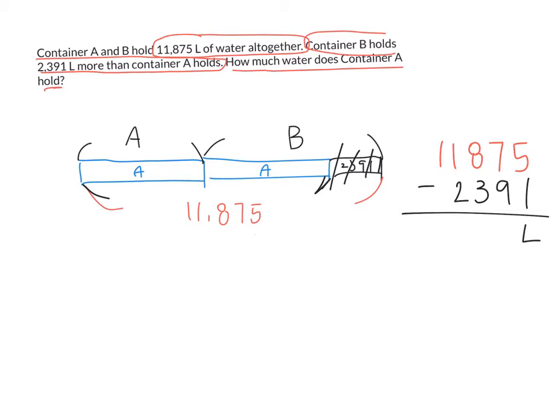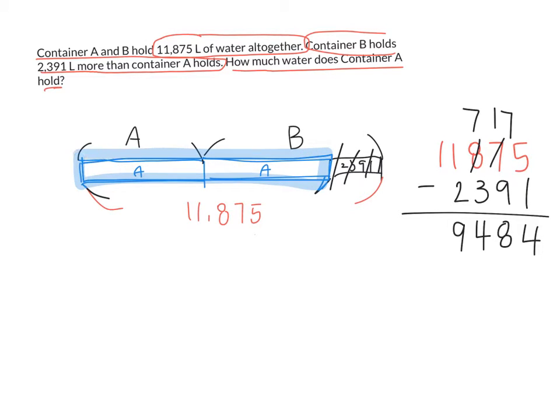5 minus 1 is 4. We need to regroup here. 17 minus 9 is 8. 7 minus 3 is 4. 11 minus 2 is 9. So that means that 2 A's, do you guys see how all I would be left with is 2 A's? So that means 2 A's is worth how much? 9,484. How does that help me find out how much container A holds? If I know 2 container A's can hold this much, how can I find out how much 1 container A holds? Talk to the people at your table group.